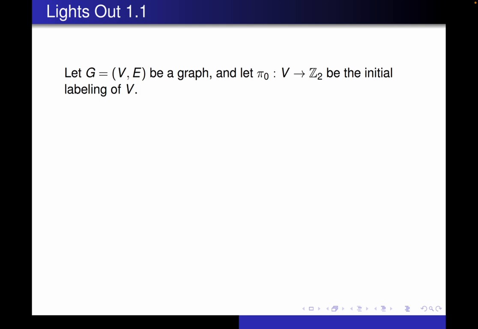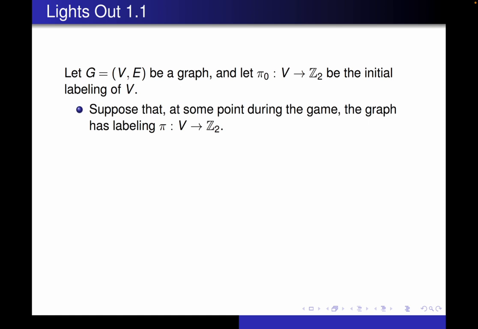All right, so if we want to describe this game graph theoretically, here's how we would do it. Again, we're not going to have any pictures here. We're just going to describe the game as it relates to being a graph. So G is a graph with vertex set V, edge set E. We start with some labeling of the vertices, so we'll call that pi 0, going from V to Z2. So that's the initial labeling. And then what we're going to do is toggle some vertices, and that is going to change the labeling of the graph as we toggle it.